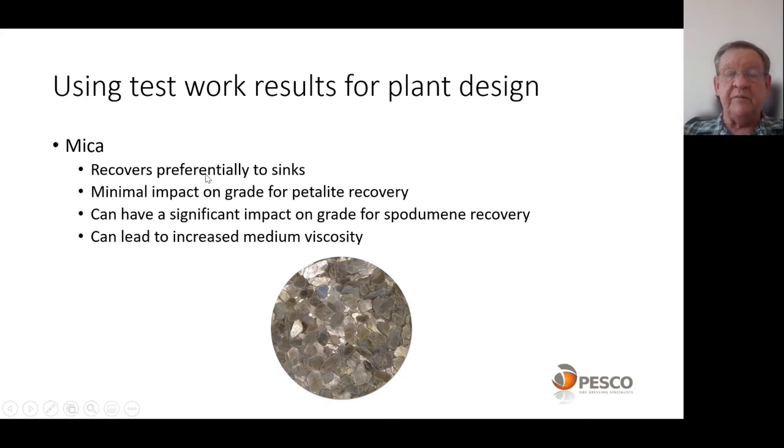So even if your cut density in the primary is 2.6, these ones will recover to sinks, and in the secondary as well. If you've got petalite recovery, because petalite focuses on the floats, it'll have a minimal impact. But if you're targeting spodumene, it can have a significant impact on grade. The mica contaminates your final sinks if you've got a lot of mica in the feed. And the other thing is it can lead to increased medium viscosity, because the mica breaks down and the small particles land up in your medium.